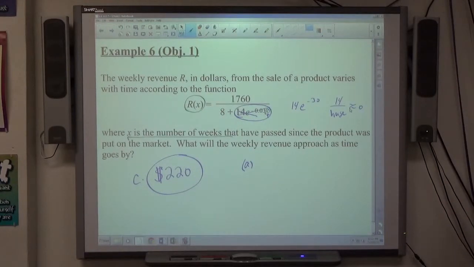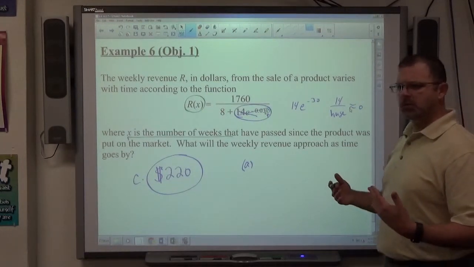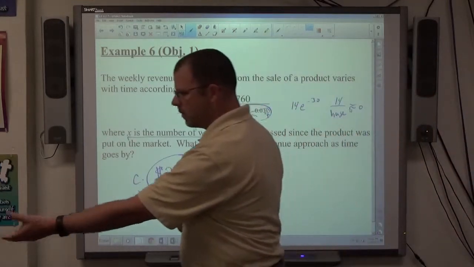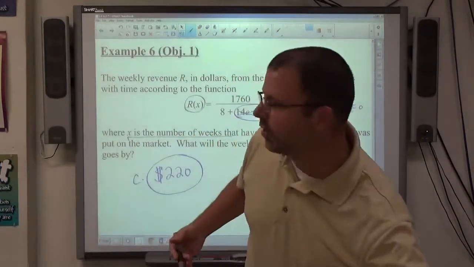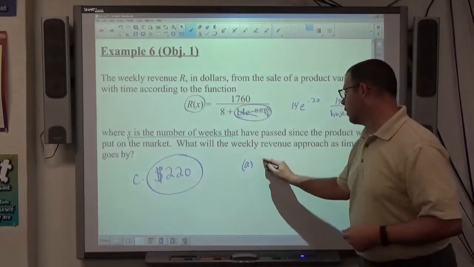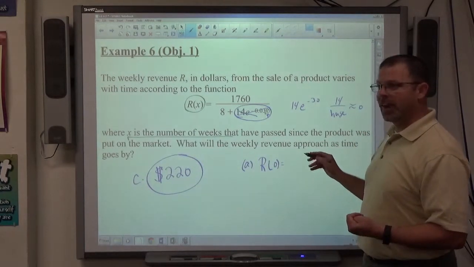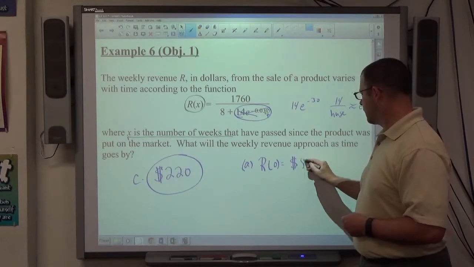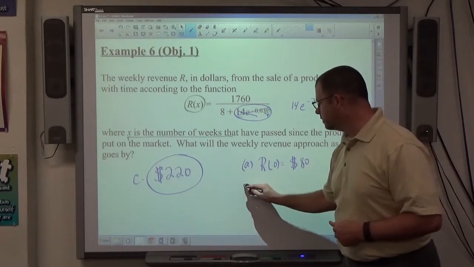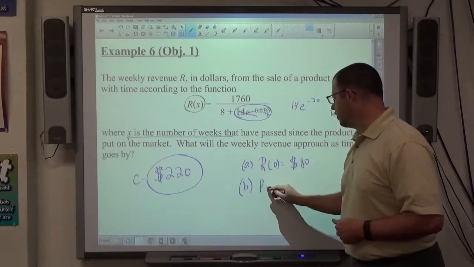So A was, what was the initial revenue, immediately after? Immediately after means as we introduce the product, we're looking for the revenue at week 0. And that was just $80. And after 1 year, that's R of 52.